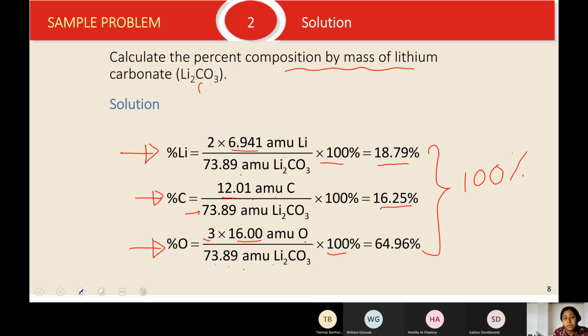Okay, I hope now you will be able to calculate the percent compositions of a given compound. So how are you going to calculate the percent compositions? Yes, you get the atomic masses and you multiply these atomic masses by the number of atoms in the formula and you divide that by the mass of the formula or the molecular mass and you multiply that by 100.